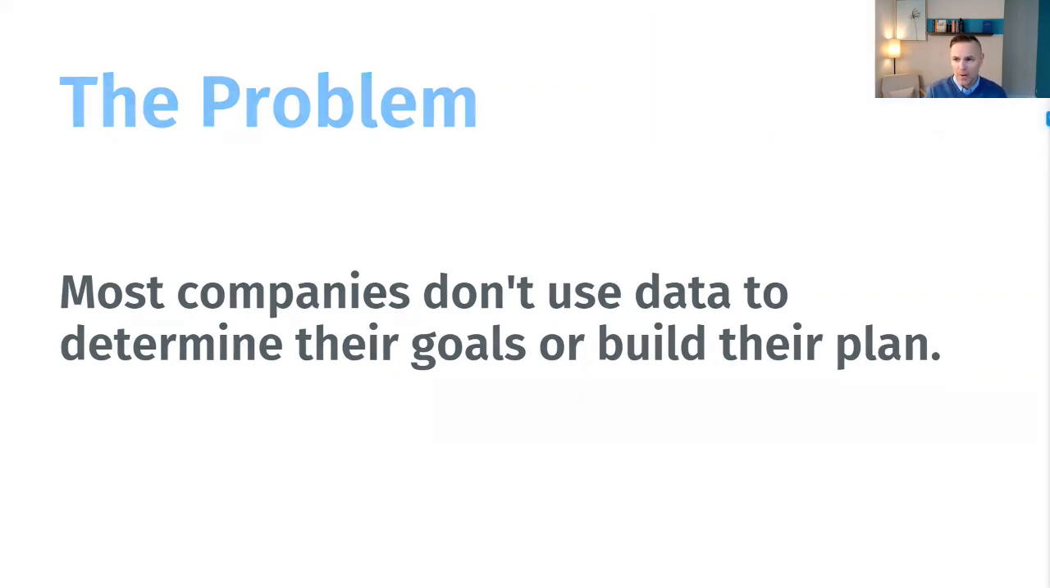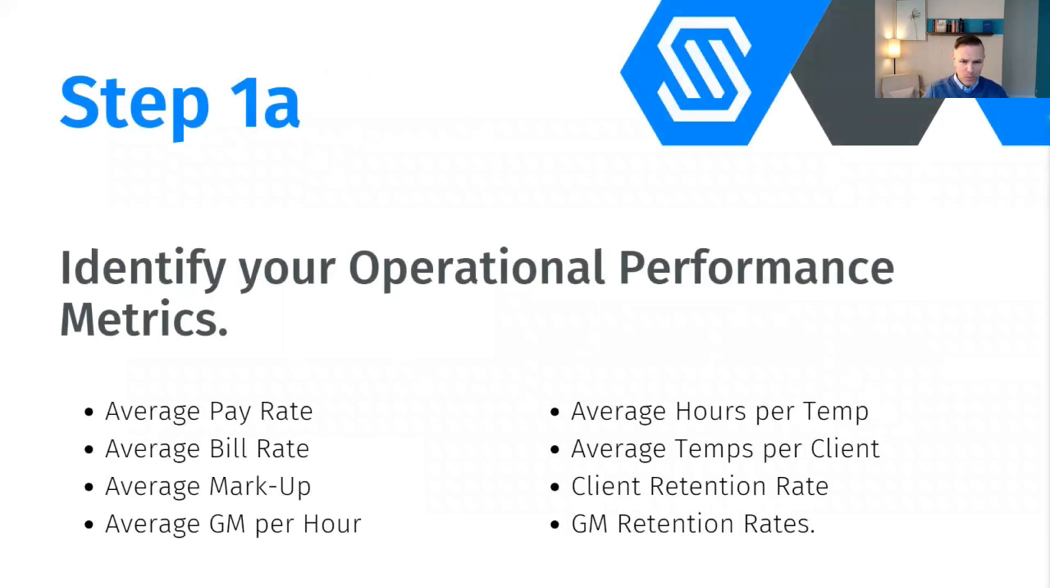Okay. So I want to walk you through what I call an 8-step process to setting a plan, right? I use a similar 8-step process for setting a strategic plan that some of you might have observed when I spoke at the SIA Advisory Growth Board a few months ago. It's a similar process to setting a successful sales plan. But step 1A, you need to identify your operational performance metrics, okay?